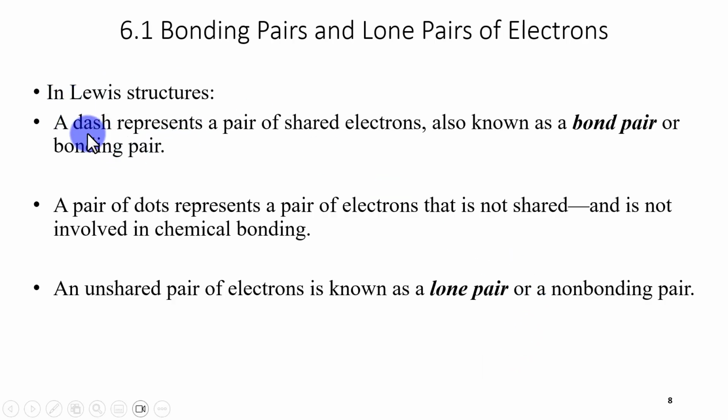In Lewis structures, then, we talked about this. A dash represents a pair of shared electrons, known as a bond pair or bonding pair. The dots represent the non-bonding electrons. They belong to that particular atom only, not being shared with any others. These unshared pairs of electrons are known as lone pairs or non-bonding pairs.